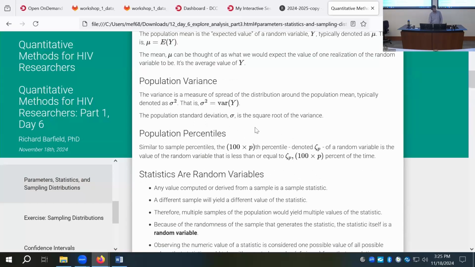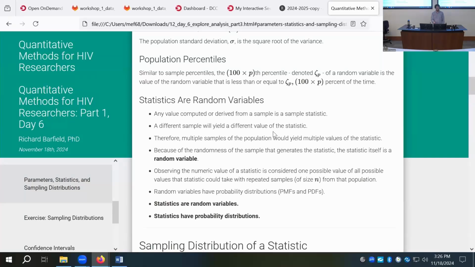So statistics are basically random variables. Any value we calculate from some sample is going to be a sample statistic. And if we draw a different sample, we're going to get a different value of the statistic. So multiple samples from the population are going to yield multiple different values of that statistic of interest. Because of this, the statistic is going to be a random variable.